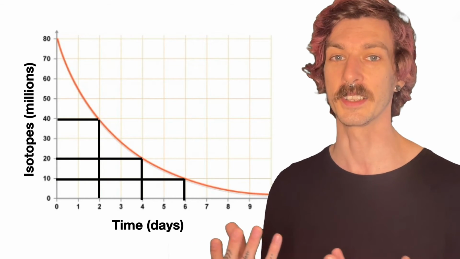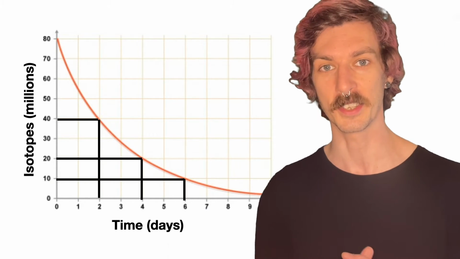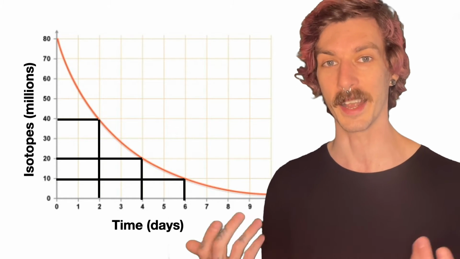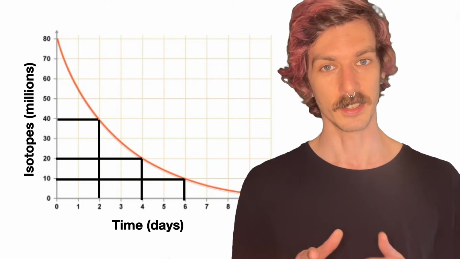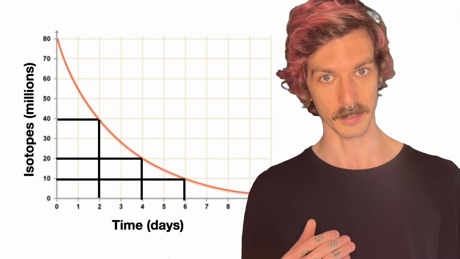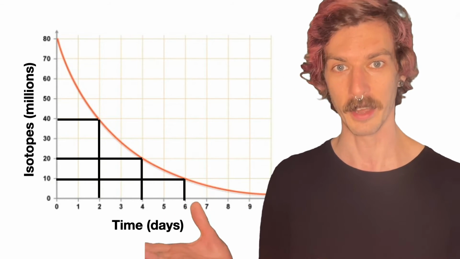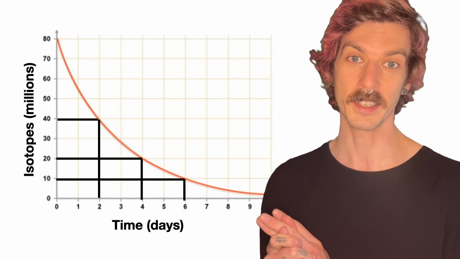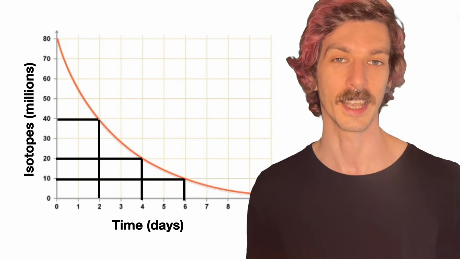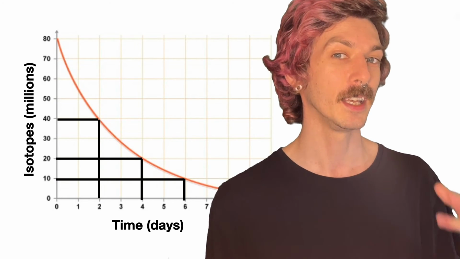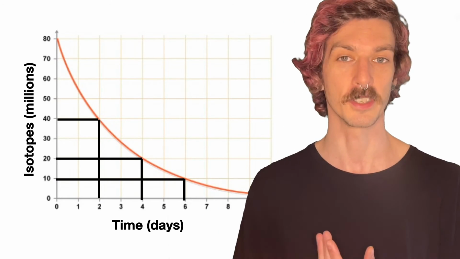Now it's worth noting that sometimes instead of having number of isotopes on the y-axis, we talk about activity, and it behaves in exactly the same way. The activity is just how many are decaying every single second. Number of isotopes is how many we've got left. You always get a graph shaped like this. You always measure the half-life in the same way. And the definition of half-life, once again, is the amount of time it takes for half of the substance to decay.